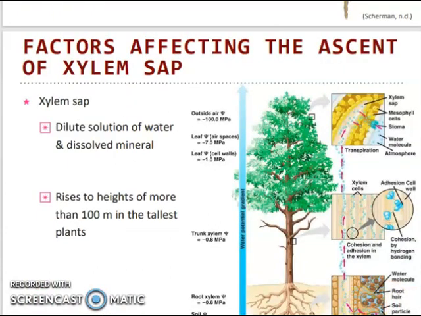Okay, based on this slide, factors affecting the ascent of xylem sap. So what do we mean by xylem sap here? Xylem sap is related to the factors, as I said just now, that affect the transportation of water and mineral inside the plant tissue. So xylem sap here means the solution of water and dissolved mineral, and other factors that affect the transportation of water and mineral inside the plant tissue, which rises to a height of more than 100 meters in the tallest plants.